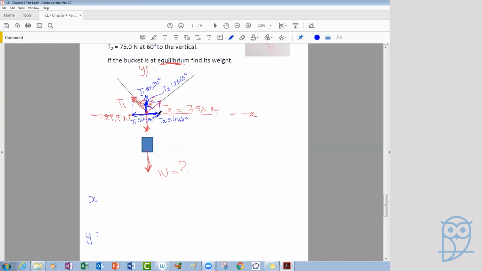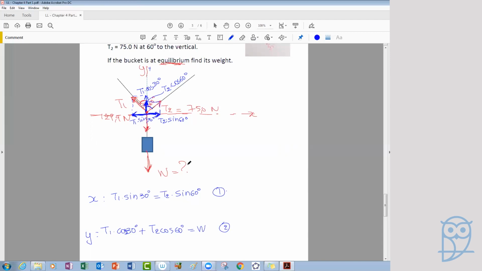On the x, what do we have? We have two components, one for T1 and one for T2. These two are opposite, and therefore they must be equal, so that the sum must be zero. So T1 sine 30, which is this one component, must be equal to T2 sine of 60 degrees. So this is one equation for the X. On the Y, we have two up and one down. Let's say up is positive. T1 cosine 30 plus T2 cosine of 60 degrees, which are the two up forces or their components, must be equal to whatever is down, which is the weight.